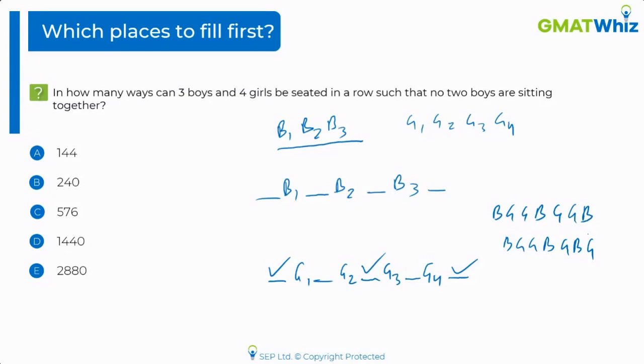You place the boys, you probably arrange them in three ways, because you can have boy 1, boy 2, boy 3 in any order. So you probably thought of 3, 2, 1, and you placed the girls, where you did 4 into 3 into 2 into 1, and you ended up with 144. But it is sadly the incorrect answer, because you missed cases like this.